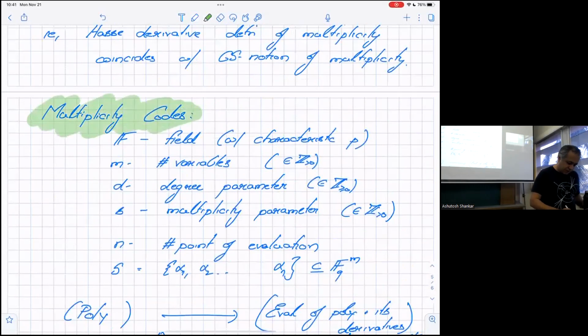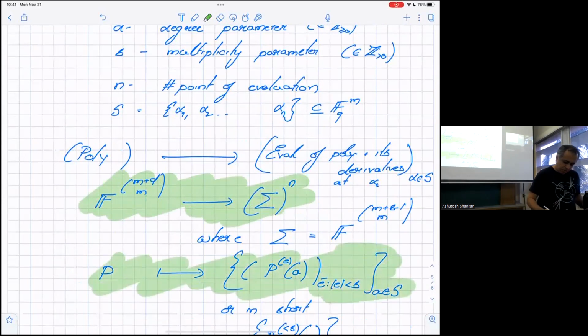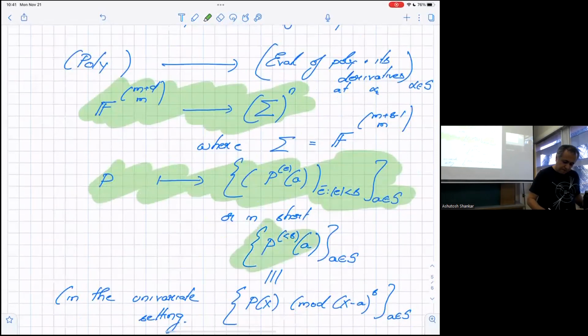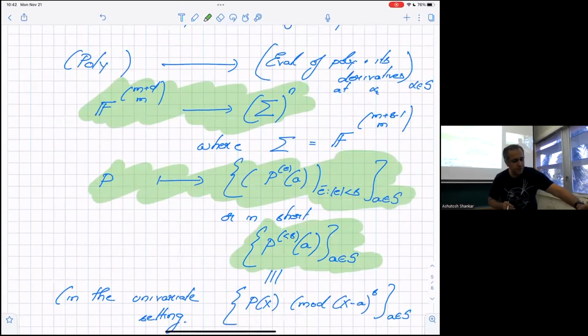Any questions on the definition? It's the most natural generalization of Reed-Solomon codes. Okay, so let's go ahead and ask about some more properties.